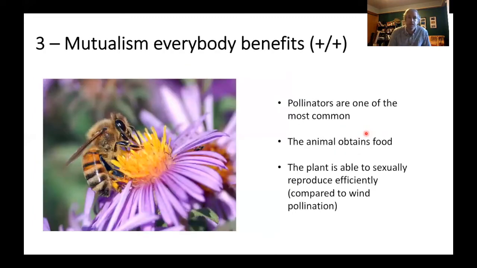The third type of interaction is something called mutualism. And mutualism is a situation where everybody benefits. All species involved in the mutualism get a benefit. One of the most common and obvious of these is pollinators.